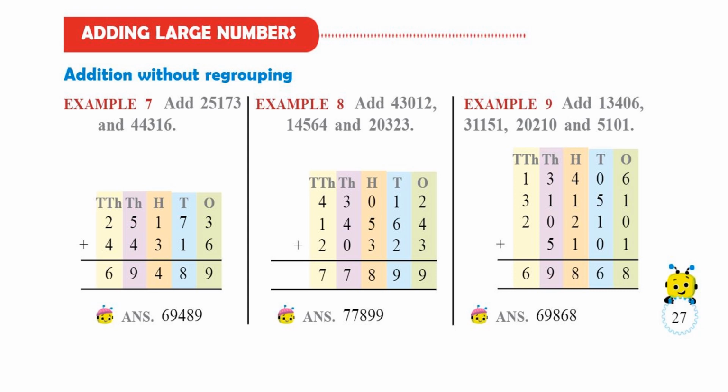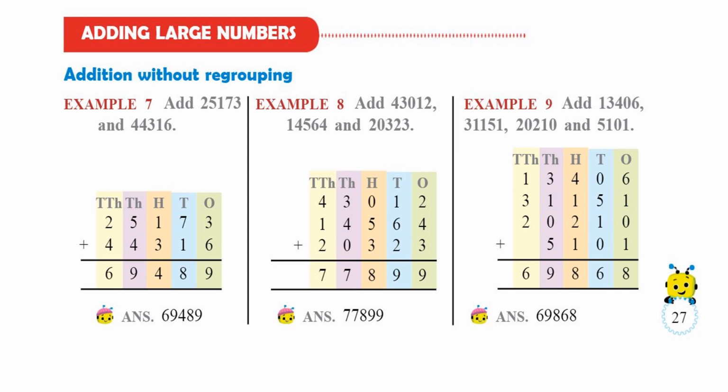First you have to write the place values on the top, that is ones, tens, hundreds, thousands and 10,000s. Then write the numbers one below the other in order. That is 2, 5, 1, 7, 3, 4, 4, 3, 1, 6. You know how to write. Ones in ones place, tens in tens place, hundreds in hundreds place, thousands in thousands place and 10,000s in 10,000s place. Right? So first we start adding from ones place. 6 plus 3. What is 6 plus 3? It is 9.